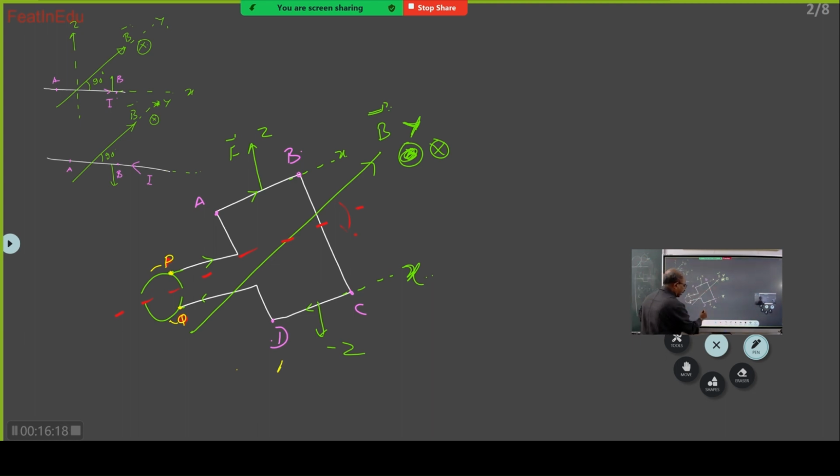So this A will come here, and this D will go here. This B will come here. This C will go here. Got it? And so this point P will come here, Q will go here. So this would have also rotated. Understood? So this whole connection is fixed.